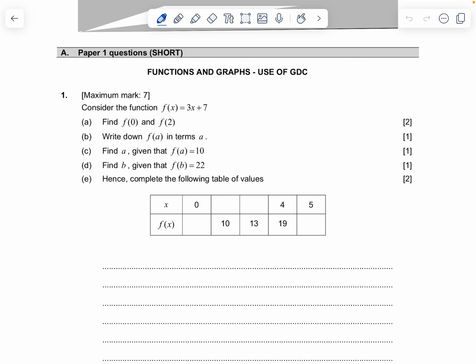So the first question, consider the function f of x equals 3x plus 7. Find f of 0. So f of 0 will be 3 times 0 plus 7, which is going to be 7. And f of 2. F of 2 is 3 times 2 plus 7, which is 6 plus 7, 13.